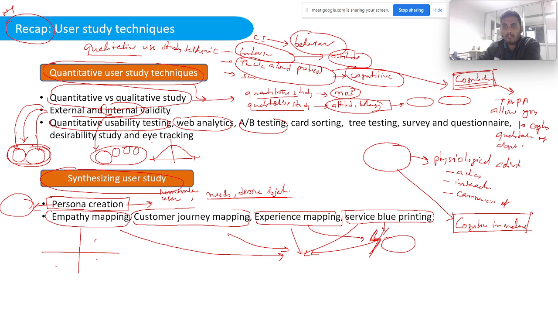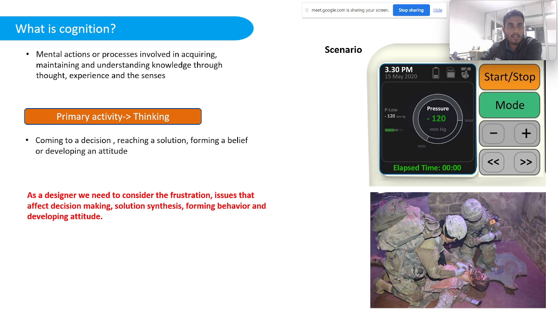about cognitive issues. Now there are also quantitative techniques which are also helpful in analyzing cognitive processing, cognitive issues while doing activities. And in this particular class, we'll be discussing that. So let's start with the concept called cognition. So what do you mean by cognition?